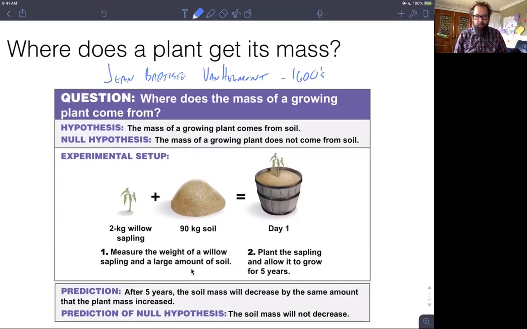And so the prediction here is that after 5 years, the soil mass is going to decrease by the same amount that the plant mass increased. This is under the hypothesis that the mass of the plant comes from the soil itself. The null hypothesis here is that the mass doesn't come from the soil, and so the soil mass is not going to decrease throughout the course of the experiment.